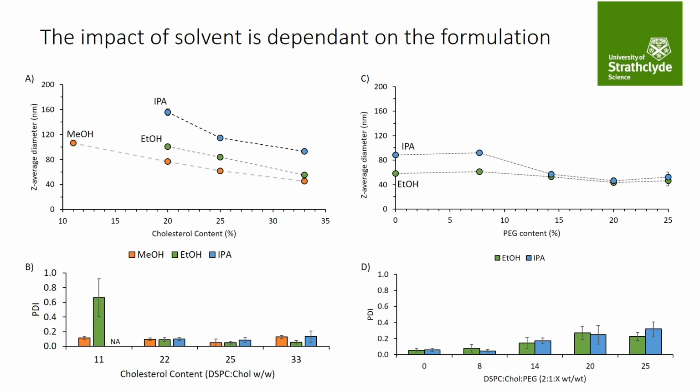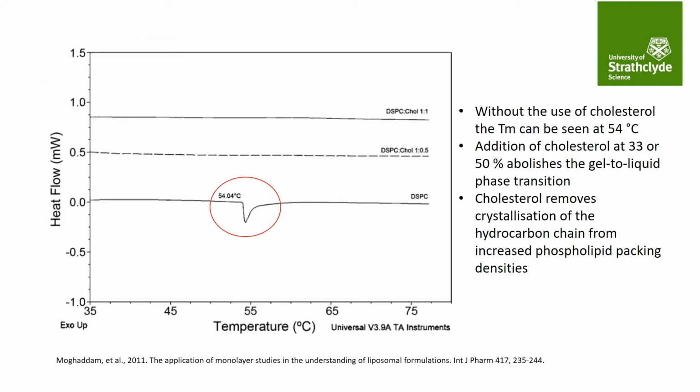But anything below this, unless made in methanol, the PDI or vesicle size was not recorded due to aggregation. Interestingly, the effect that was previously seen with PEG was also observed, but above concentrations of 8%, the effect of polarity was not seen.